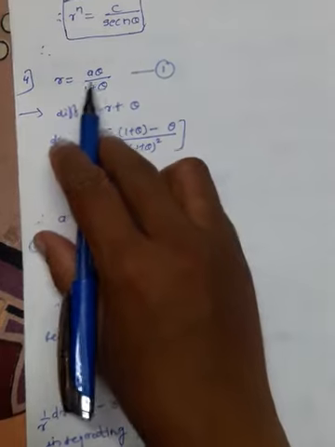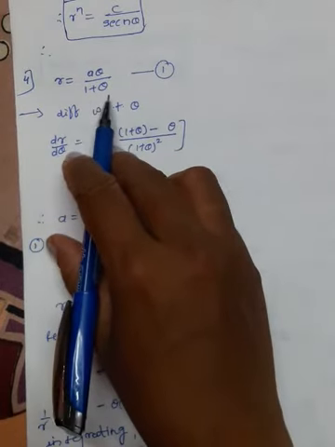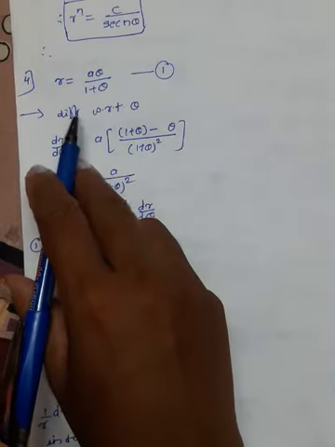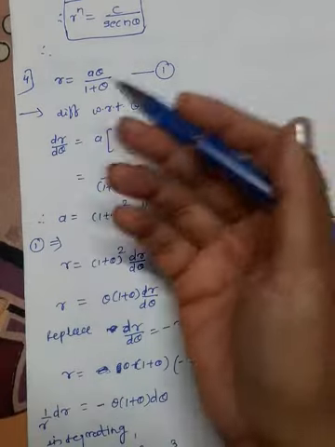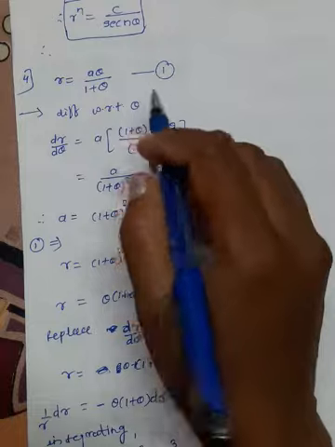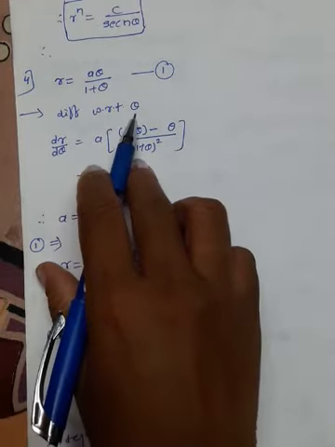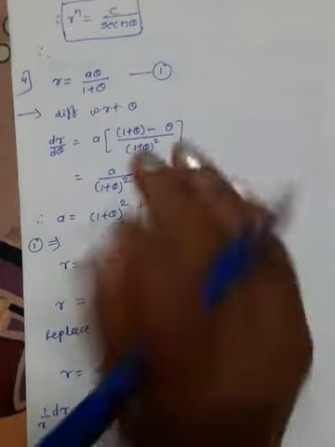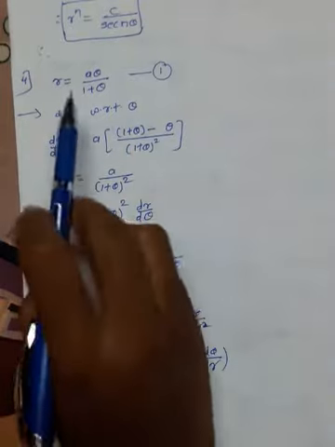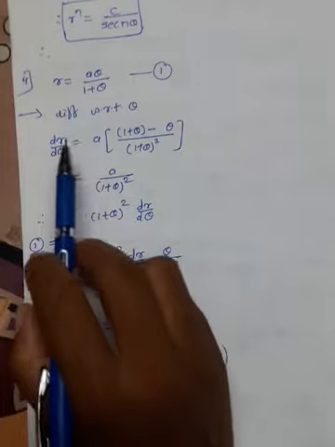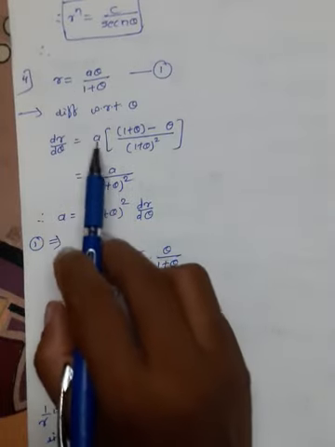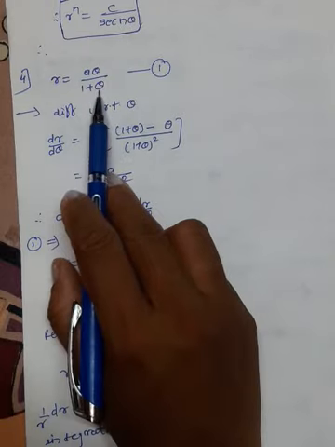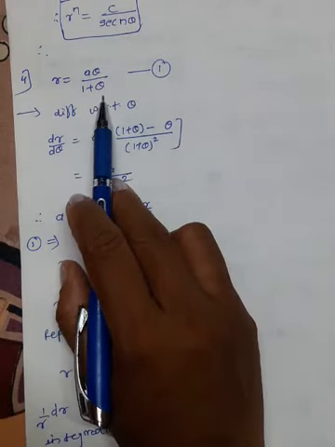r is equal to aθ upon 1 plus θ. Call that equation number 1. Here also you can take log on both sides, and it is easily solved. Now we are differentiating with respect to θ. This is one more u by v rule, that's why we are going through the same step. Differentiating with respect to θ, we get dr/dθ is equal to a into, this is a constant, a outside, θ upon 1 plus θ, where the u by v rule we should apply here.